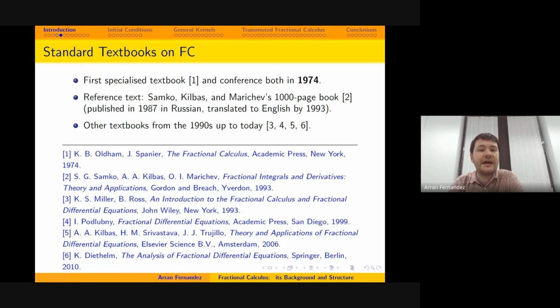It does basically everything from the pure mathematics viewpoint. When they say theory and applications, it means applications within mathematics. There is nothing in this book about real-world applications, but for example, Miller and Ross has real-world applications, and these other books, at least they say something about the applications of the topic. Oldham and Spanier, the first book, was even a collaboration between a mathematician and a chemist.